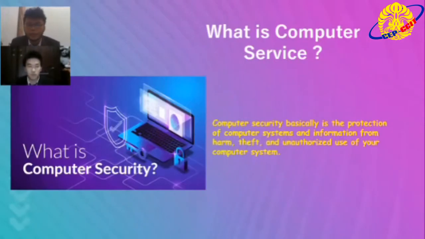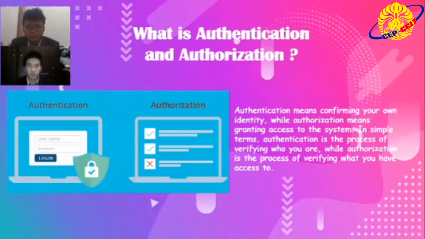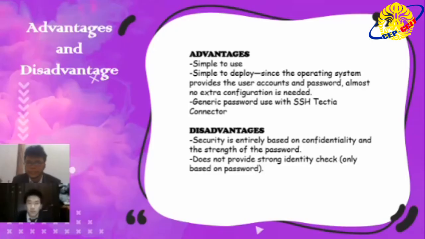So what is computer security? Computer security is basically the protection of the computer system and information from harm, theft, and unauthorized use of your computer system. What is authentication and authorization? Authentication means confirming your own identity, while authorization means granting access to the system. In simple terms, authentication is the process of verifying who you are, while authorization is the process of verifying what you have access to.